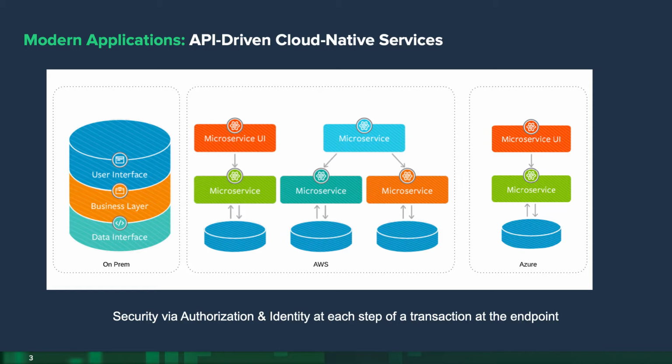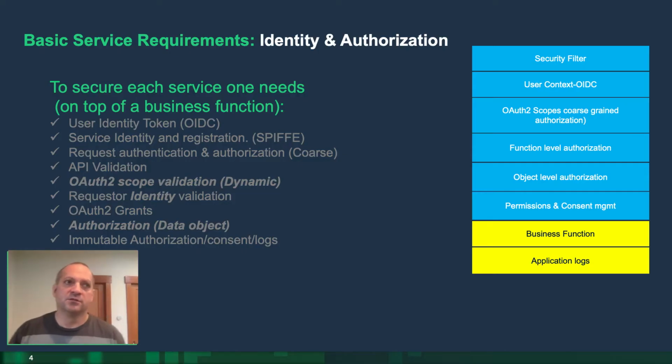So the important thing to note is that at each step between those microservices, authentication and authorization must occur. Our security layers are entirely provided by authorization and identity at those individual API endpoints between microservice and data layer. In the old world, it happened right at the front door in the user interface. In the new world, it's happening in between each step of a service, particularly in multi-step transactions. So we have to start thinking about what are our basic requirements from an identity and authorization perspective for each of these independent services. And we've taken the time to break those out, right?